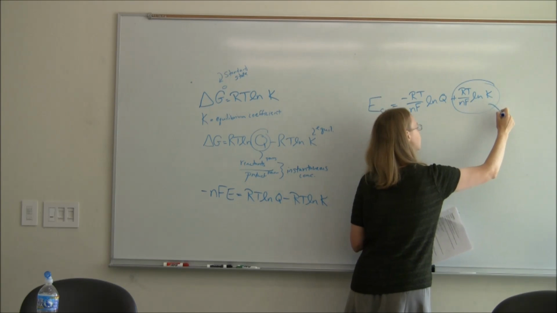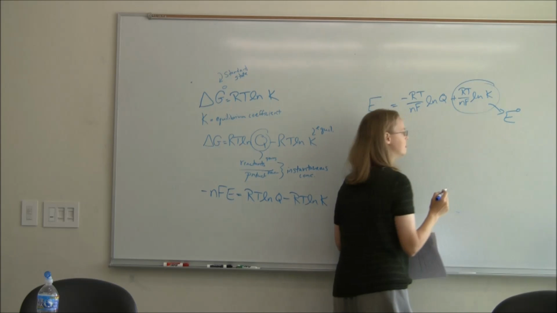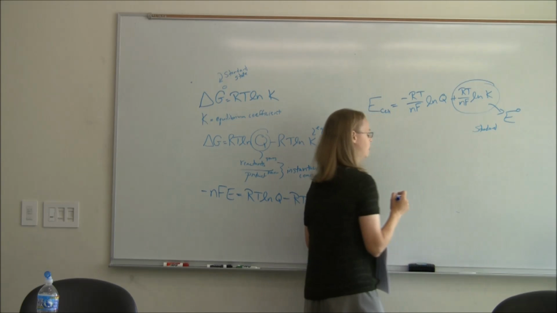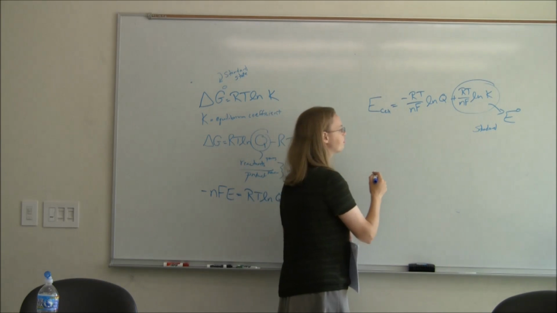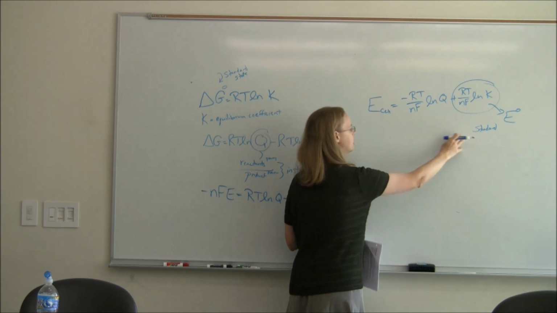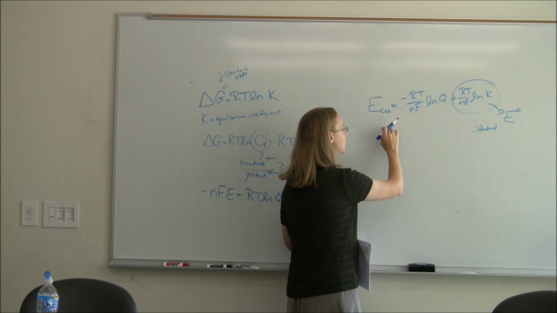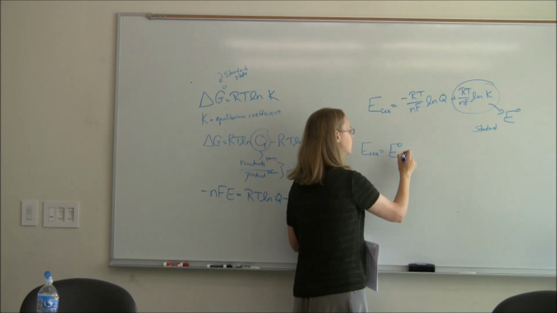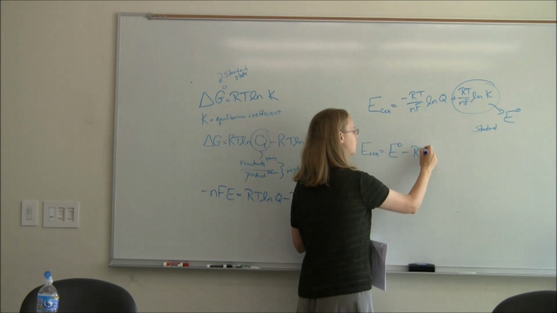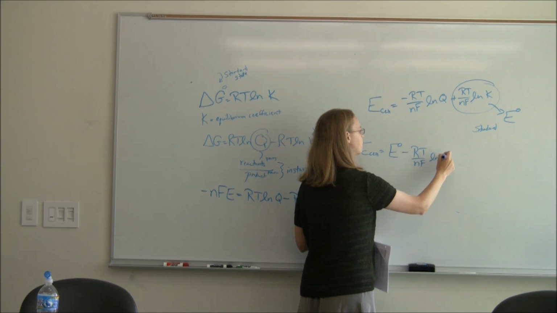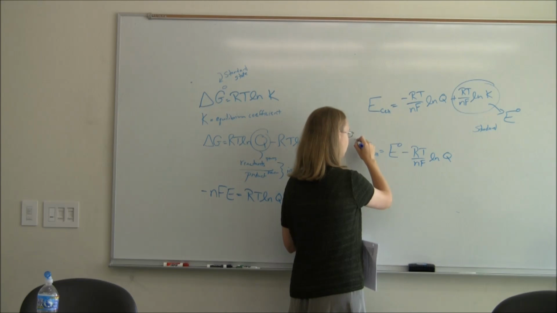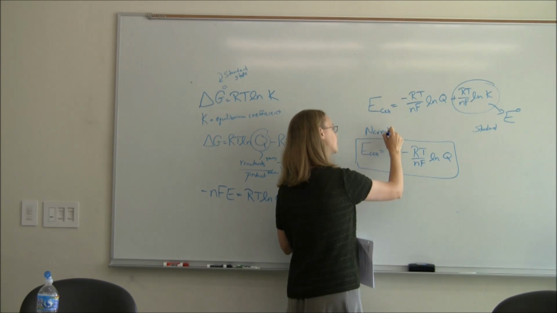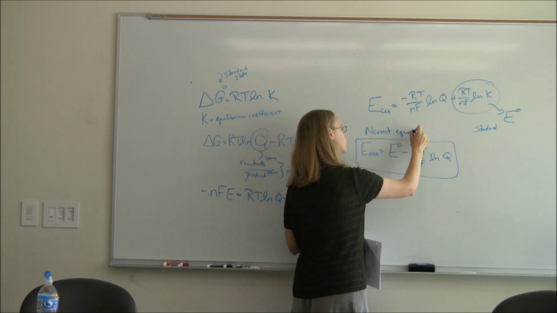Turns out that we're going to give this a term. We're going to call this E0 again. This is the standard electrode potential. So the form of this equation that you most often see is this: E is equal to E0 minus RT over NF times the natural log of Q. Again, reactants over products. So what have we just done? We've just used thermodynamics to derive the Nernst equation.